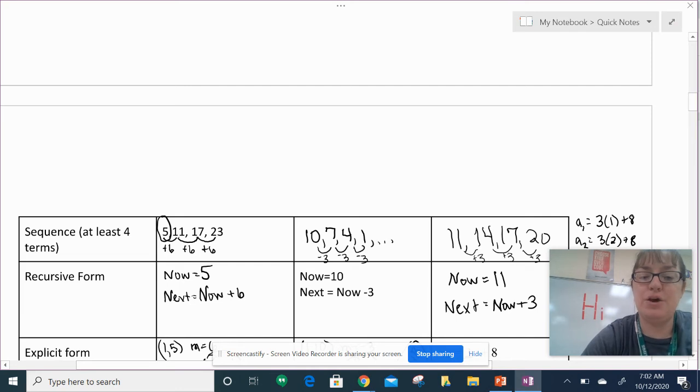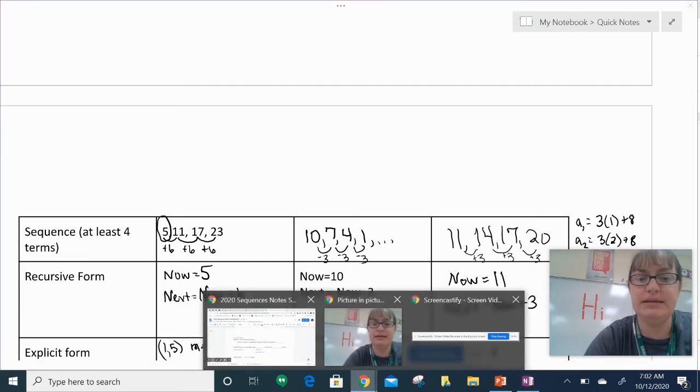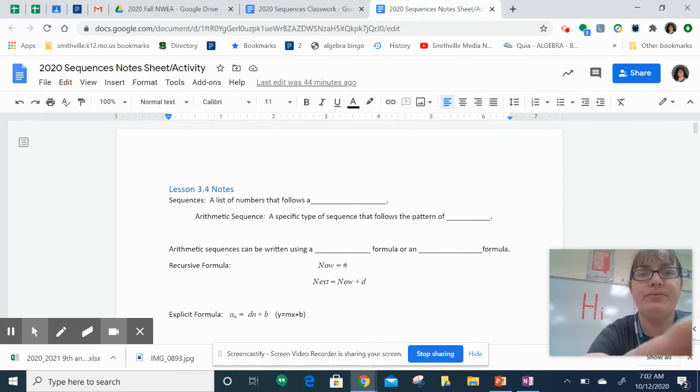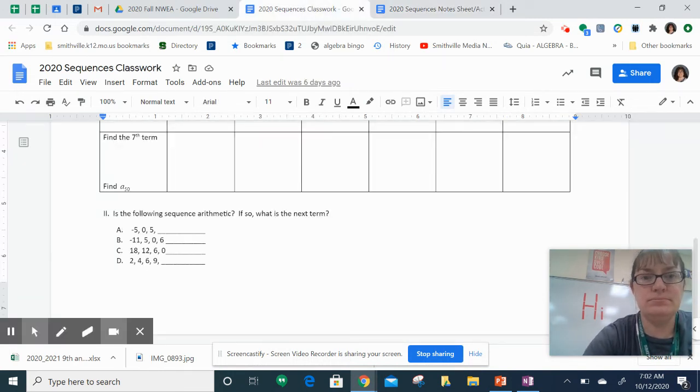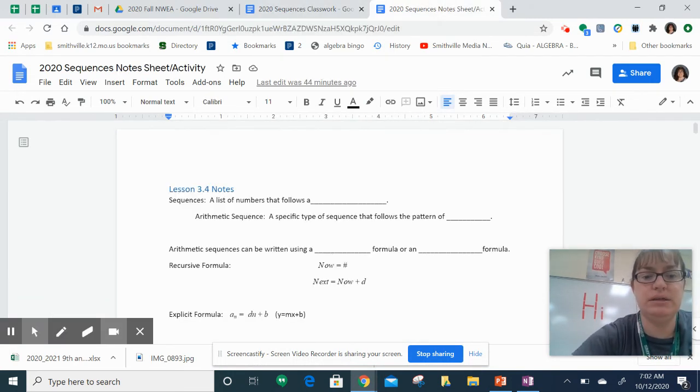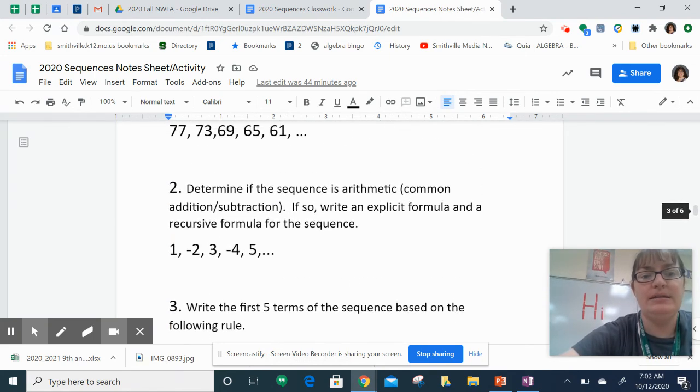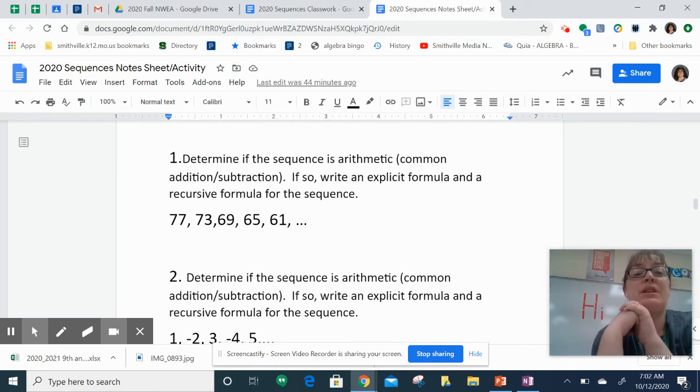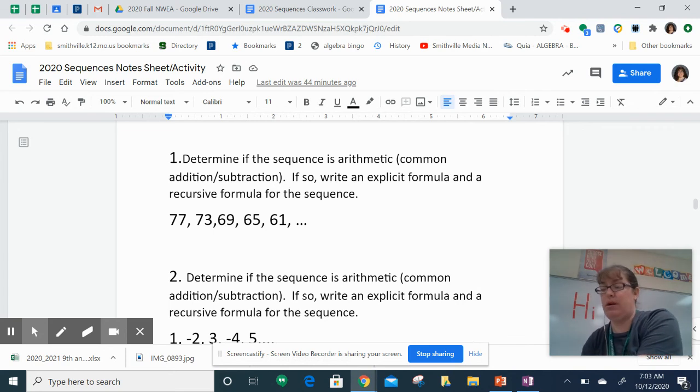All right, guys, we're going to take a look at this second sheet here, just to give us some more ideas on what's going on in this, just some extra examples. So if we look at 1, it says determine if the sequence is arithmetic. So we're looking, can we have a common difference over and over again? So we look at this from 77 to 73 to 69 to 65, 61. Yes, we do have a common difference there. We're doing the same thing over and over again.